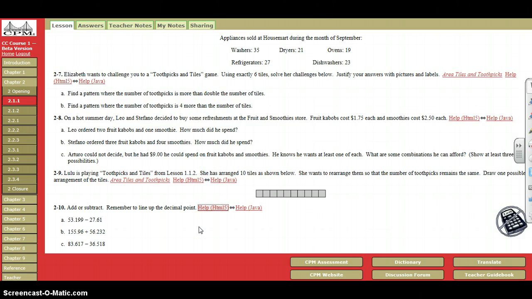For 2.10B, you're using addition and adding 155.96 plus 56.232. Remember that there is no use of a calculator for this, so tomorrow when we take a look at what you've done, we'll hopefully be seeing that you were able to do it with pencil and paper. So remember, the most important thing is to line up the decimal point and then line up all your place values accordingly. So that was the homework walkthrough for lesson 2.1.1.